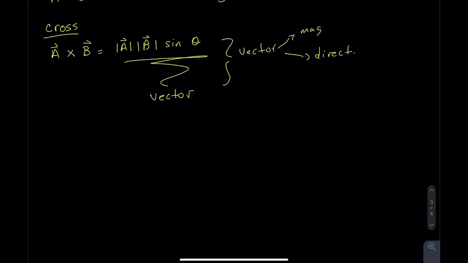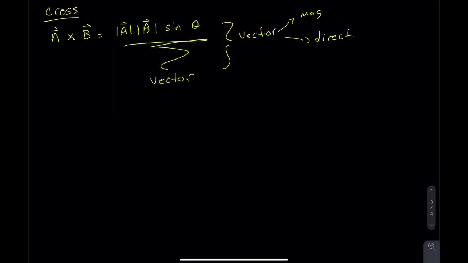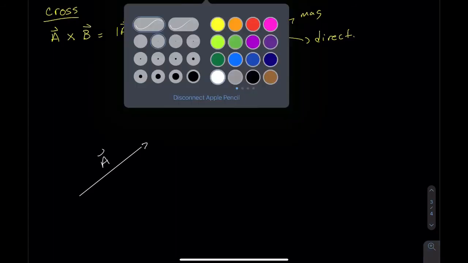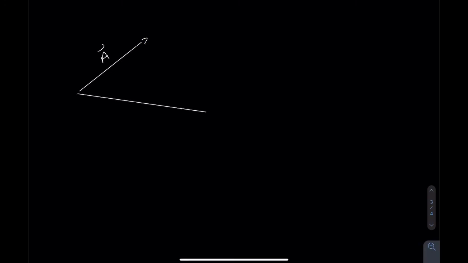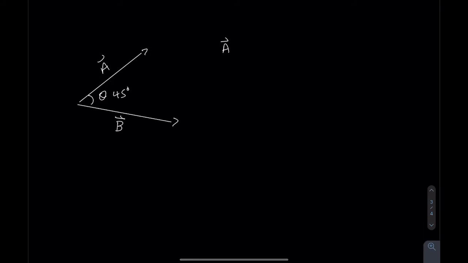Okay, how are we going to do this? Well, we can do this, for example, here. Let's say we have this vector A, and the example is going to be pretty much identical to the last one. Let's call this B, and maybe this angle is 45 degrees. Now we're going to do cross multiplication. So the question might ask you, what is the direction of the resultant vector between the multiplication of vector A by vector B?